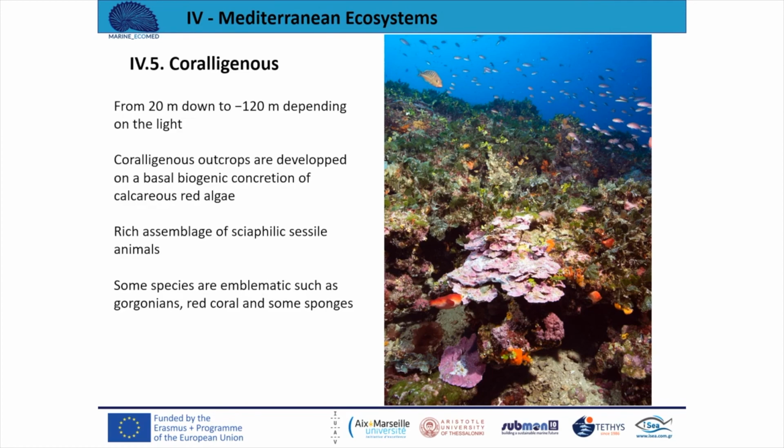Coralligenous outcrops are developed on basal biogenic concretion of calcareous red algae and that are ecosystem engineers. The coralligenous is well known for its richness in sciaphilic sessile animals, such as gorgonians, sponges, bryozoans. Some species are emblematic, such as gorgonians, red coral or some sponges. A large number of filter and suspension feeders dwell in the coralligenous outcrops.